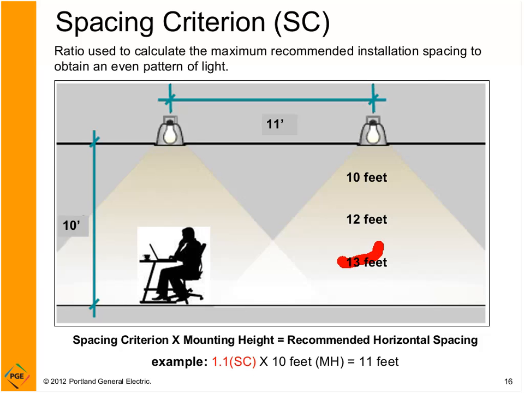Does anybody want to try one of these other answers? Spacing criterion of 1.2, ceiling height of 10 feet. All right, we have a winner, 12 feet. 1.2 times 10 is going to be 12 feet.